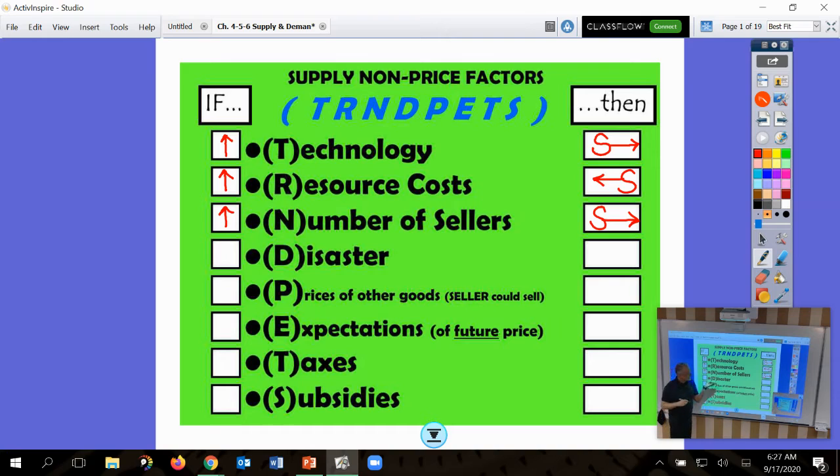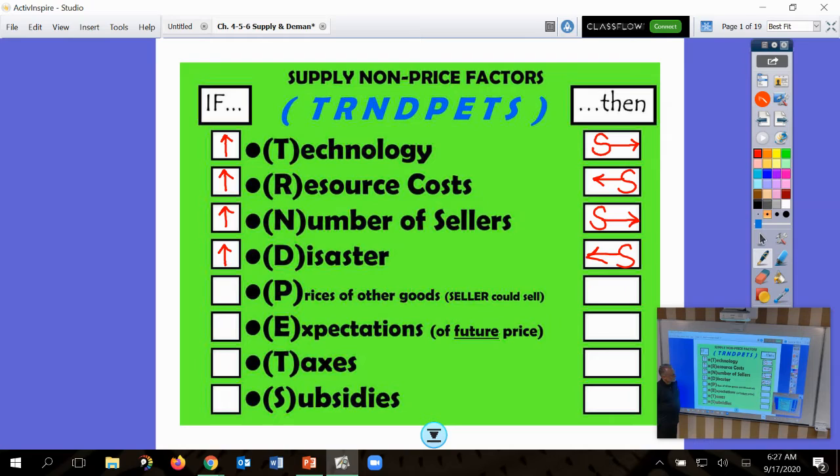For disasters, the D in TRNDPETS, we're talking about disasters that could be natural, like hurricanes, forest fires, earthquakes, or man-made, civil war, civil unrest, protests, anything that might disrupt the economic system. If those tend to get more prevalent, then what we're going to see is supply decrease and go backwards to the left.